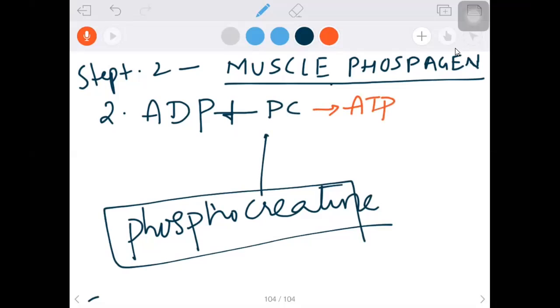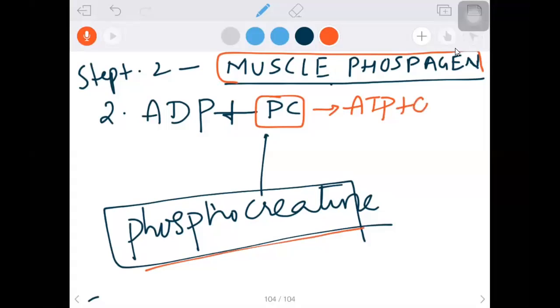So one thing you should understand: only in ATP form can we use this energy for muscle contraction. Only in ATP form can you use it. That's why someone came and donated that phosphate. Those who donate the phosphate to the ADP to make it ATP again are called muscle phosphagen. The muscle phosphagen of chordates is phosphocreatine. In invertebrates, non-chordates, that is phosphoarginine.